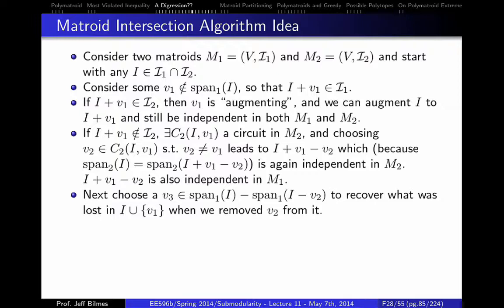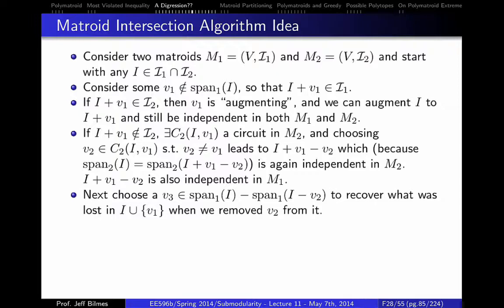Okay, so now what has happened? There's a problem, however, which is that we've added v1 to I, and so we've increased the span in Matroid 1. We've increased the rank, but now we've removed v2, and that kind of sucks because now we've gone back to where we started from. But we have recovered independence back in M2.